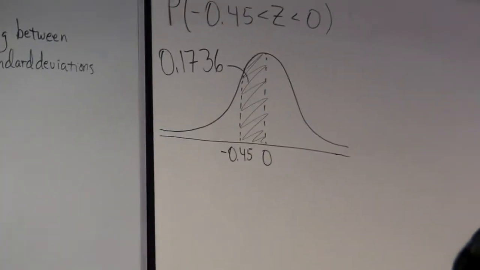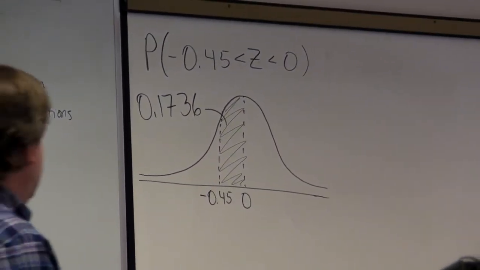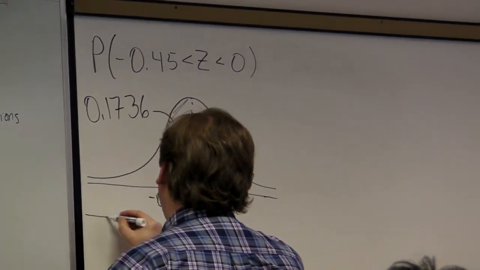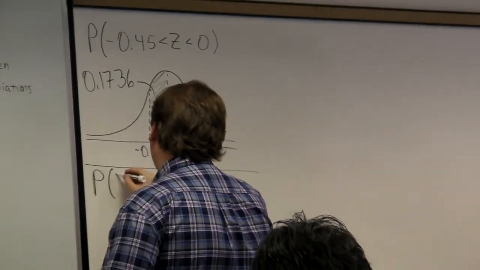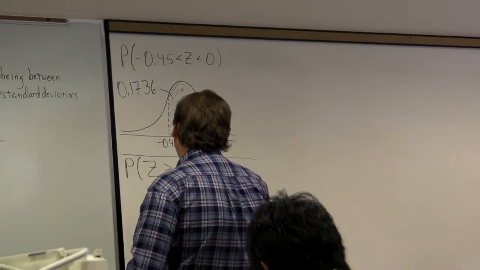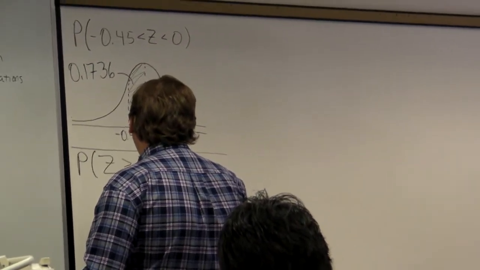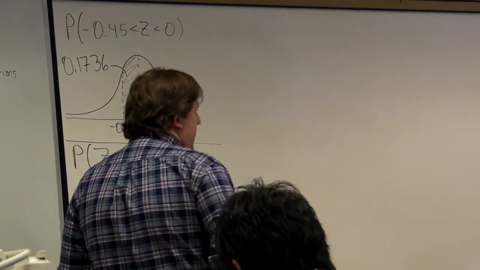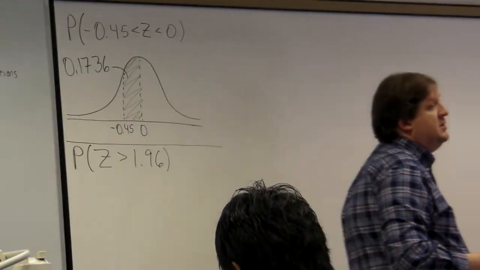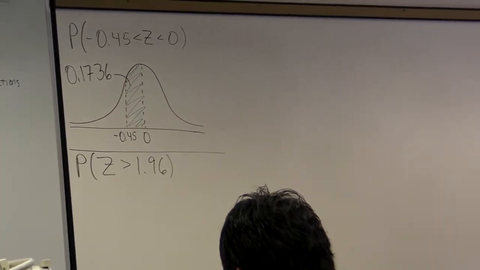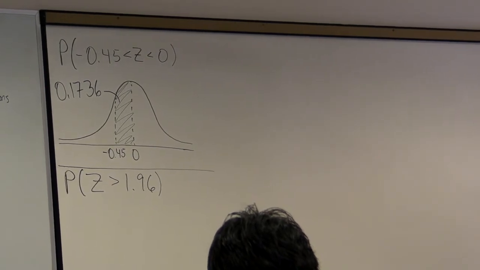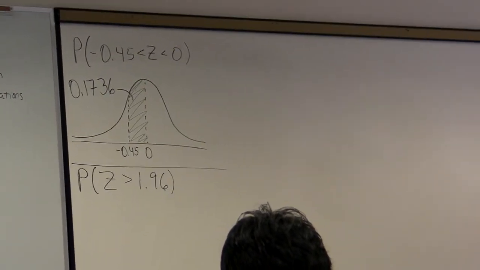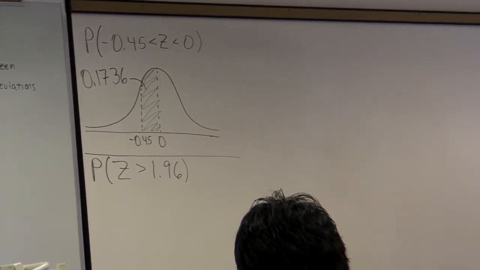Well, we can do some things that are a little bit different. What's the probability that Z is greater than 1.96? So what's the probability that Z is greater than 1.96?